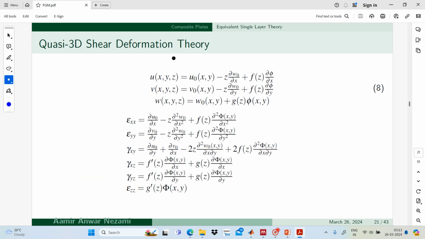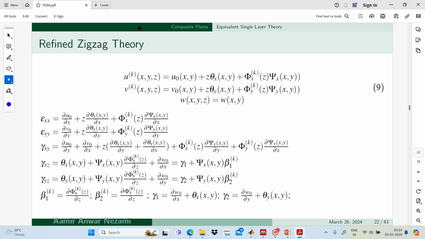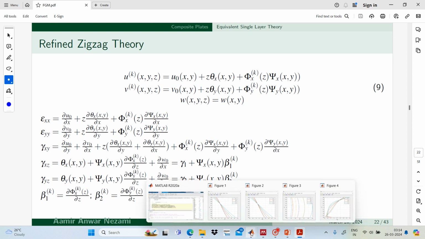Then further there is the quasi three-dimensional shear deformation theory, which is very famous for functionally graded material plates. It is used because we can see here W naught of xi plus g of z, so W is a function of z also. Transverse displacement would vary; it would not be constant throughout the thickness, but would depend upon z. Refined zigzag theories are also used, and we will now see the code for this.